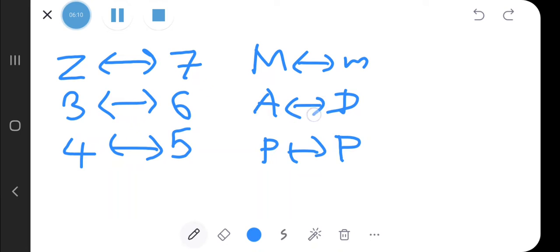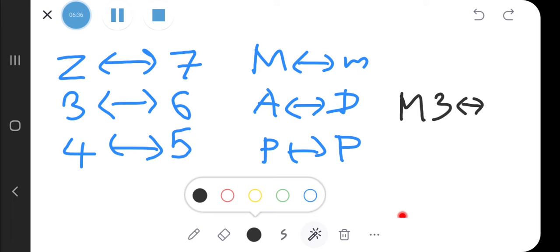So now tell me, when we invert a major third, what would happen? Look at this. Major would be minor. I'm writing it simply to show minor. And third becomes a sixth. I think you can understand.